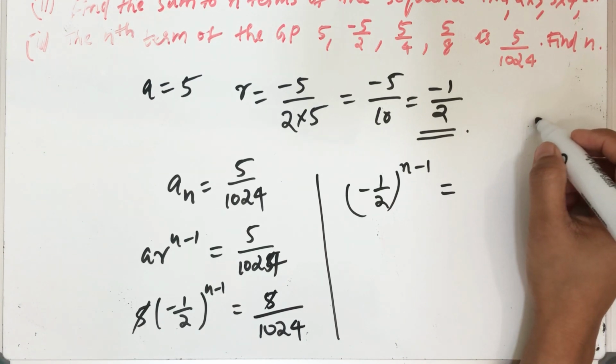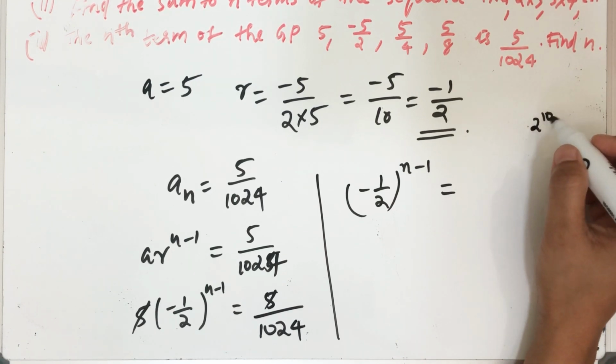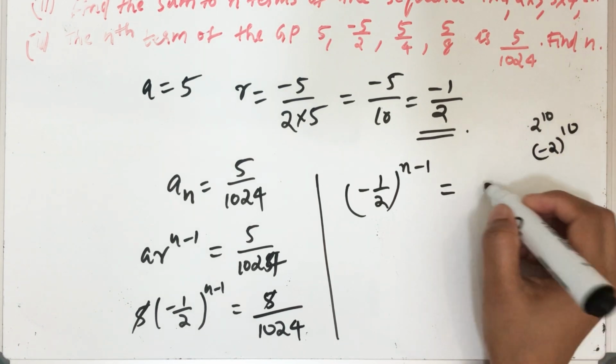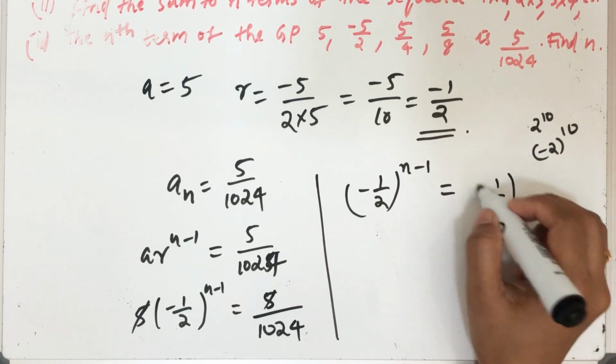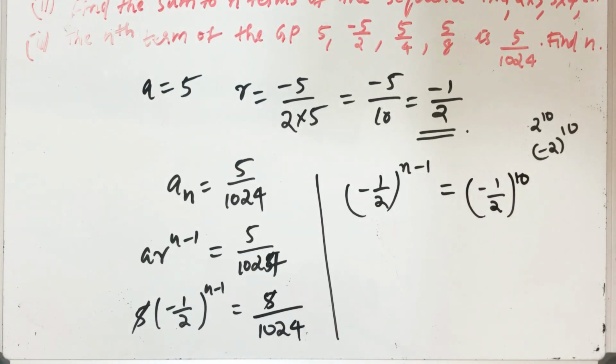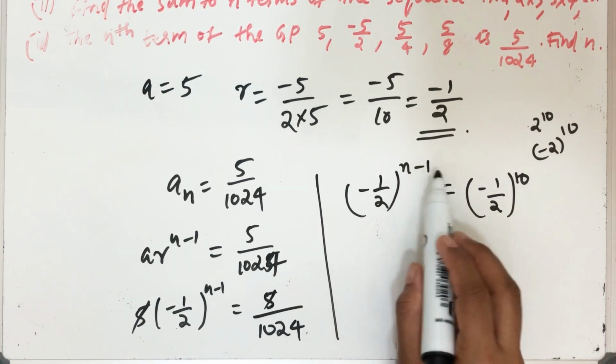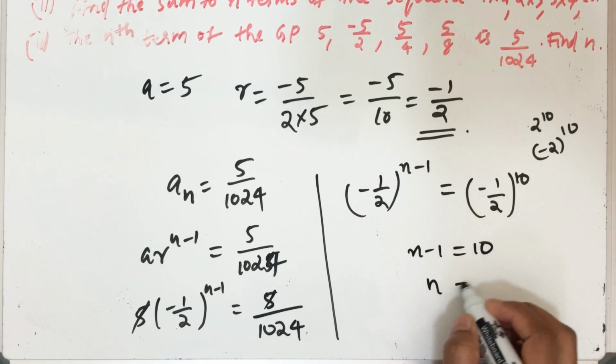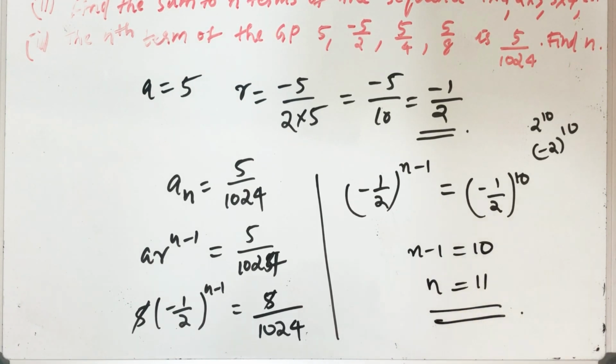We know 1024 is 2 raised to 10. Or we can say minus 2 raised to 10 is also 1024. So we can write minus 1 by 2 the whole raised to 10. So equating, we get n minus 1 is equal to 10. n minus 1 is equal to 10, or n is equal to 11. So the answer is n is equal to 11.